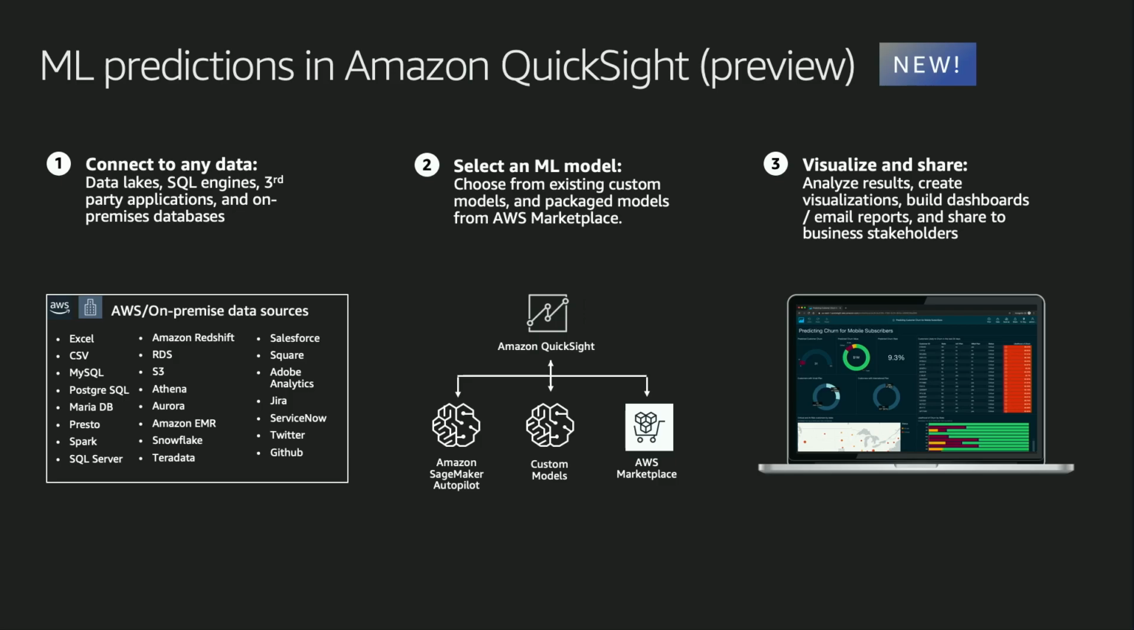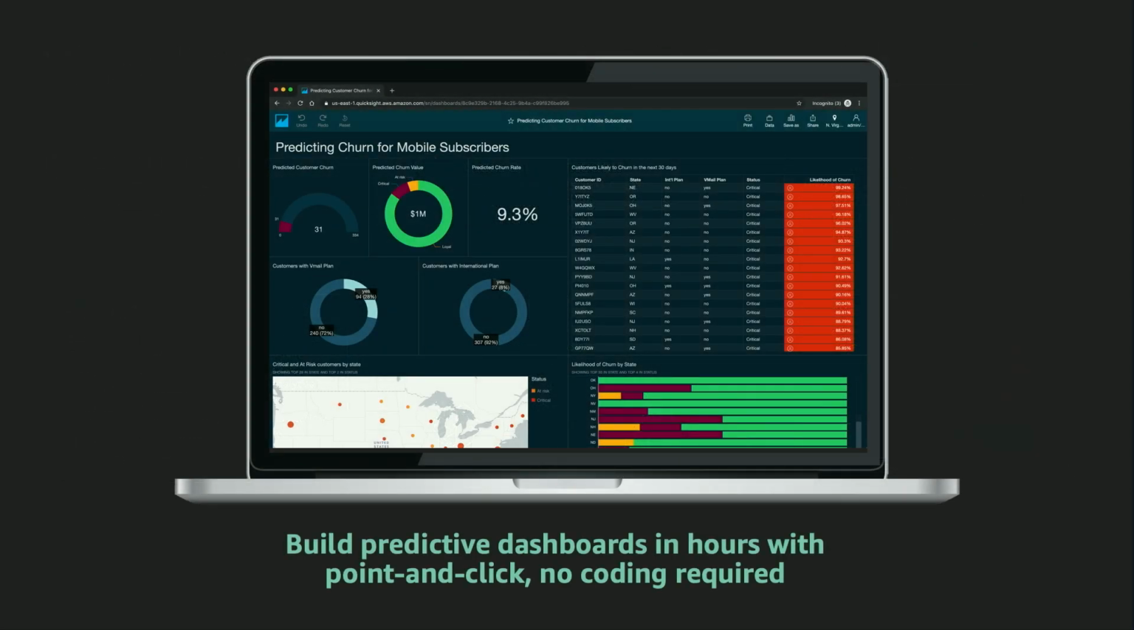reports within QuickSight. So here's an example of a dashboard that I've built within QuickSight using the SageMaker integration to predict churn for mobile subscribers. And you can see how valuable something like this would be to, for example, the marketing team that is designing campaigns to improve customer retention. And all of this end-to-end can be done point and click with no coding required. Yeah, point and click, no coding required. That sounds like it's demo time.